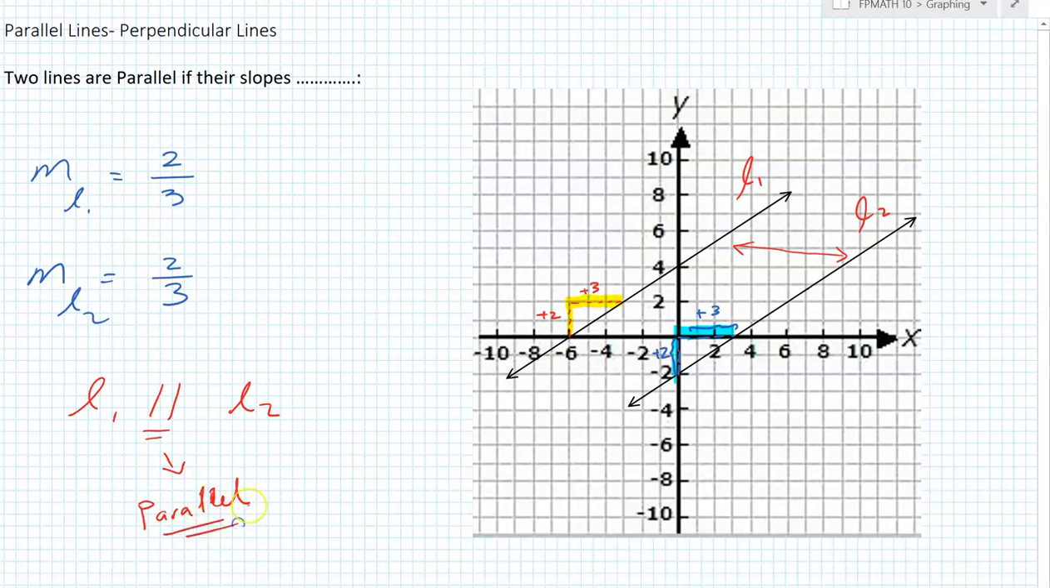All right, and the only way that you can say that two lines are parallel is when their slopes are the same. Y-intercept has nothing to do with it. As you can see, the y-intercept of L1 is 4, the y-intercept of L2 is -2. They're not the same, and they don't have to be the same. So really you can move this line anywhere up and down. As long as the slope is the same, they're parallel to each other.